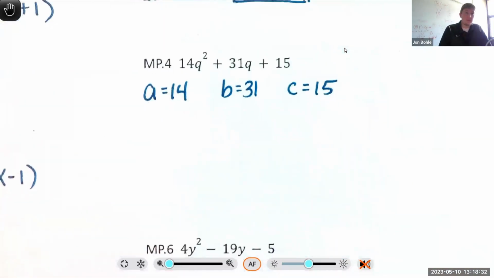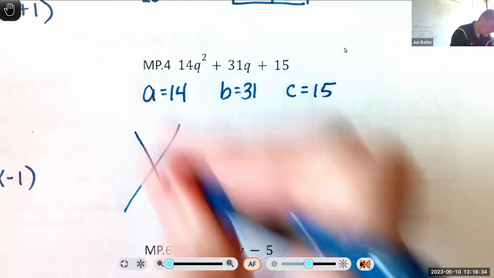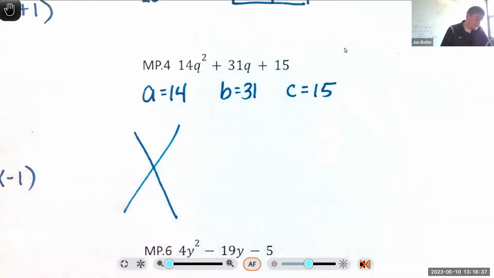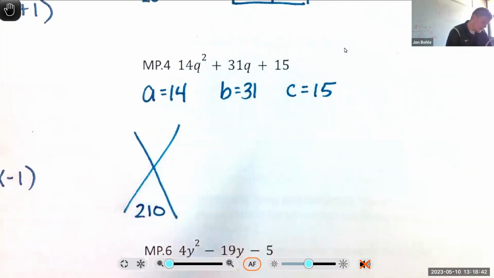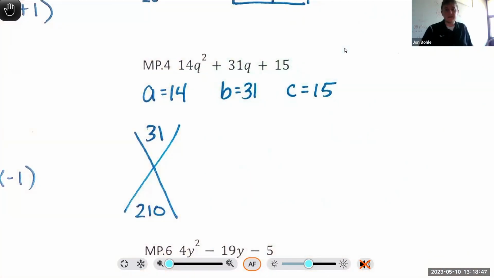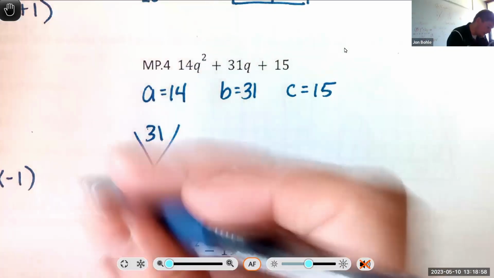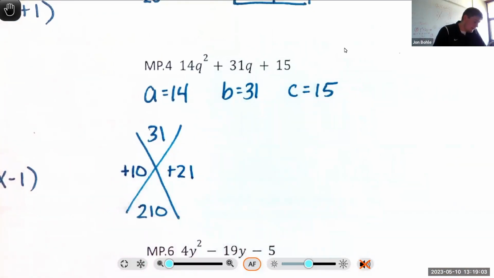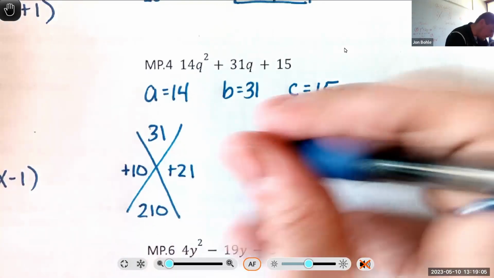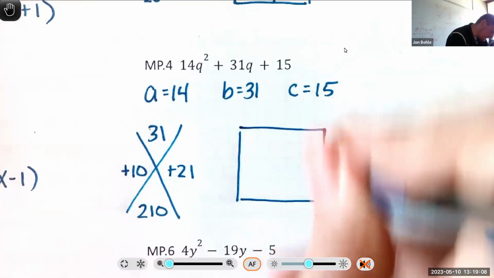Okay, so you've got to set up your X. And 14 times 15, I believe, to be 210. So A times C, and my B value is 31. Now, this might be a problem where you have to list all those factors until you find them: 210 divided by 1, then divide by 2, then divide by 3, et cetera, until you find the combination. That's your backup plan if you don't know. This one, to me at least, seems a little bit obvious. It's 10 and 21. Okay, the A value is not 1, so I do have to use the box.